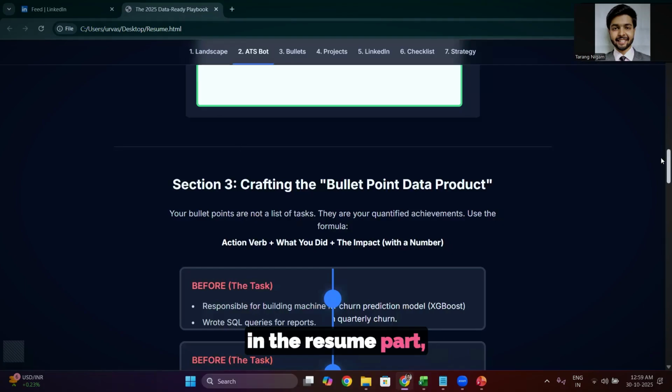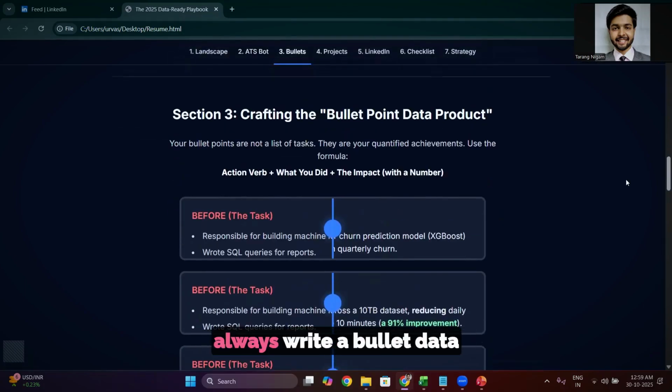Similarly, in the resume part, I would advise everyone to always write a bullet data point for each project. So that is very important. Quantify the things. I'll be sharing a resume. Okay, in the link box below, you'll be finding a resume. We'll get a template of how a template should be made so that it is ATS friendly, and how you can make this resume in a very ATS friendly template way, and that can get you selected.